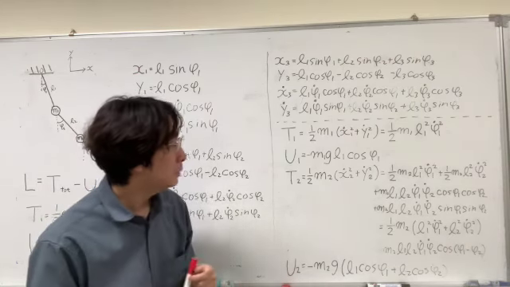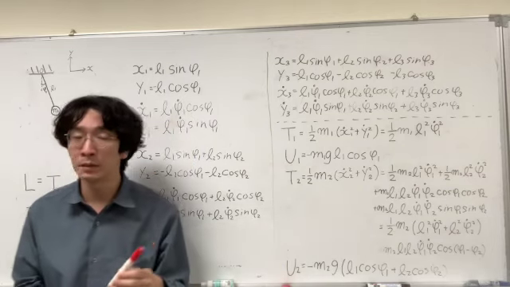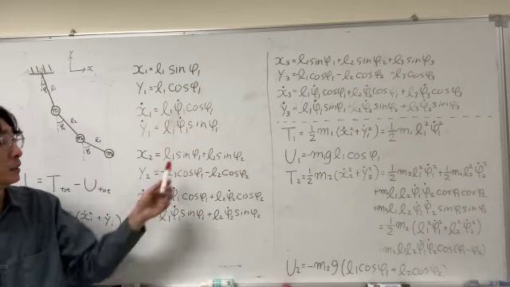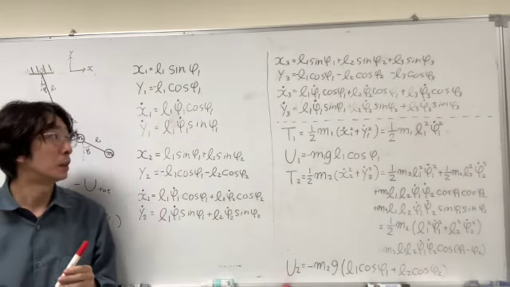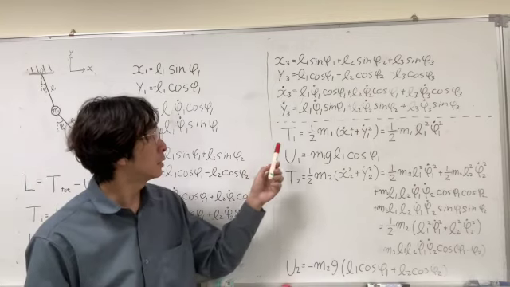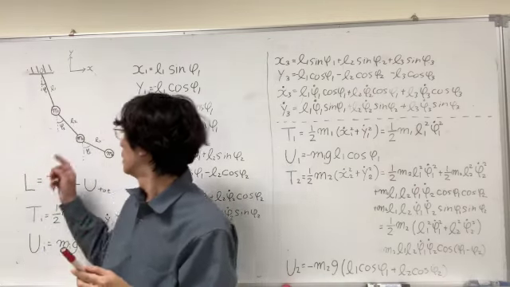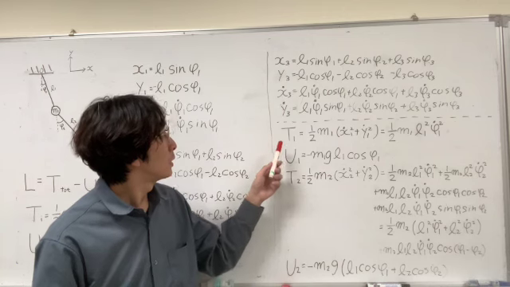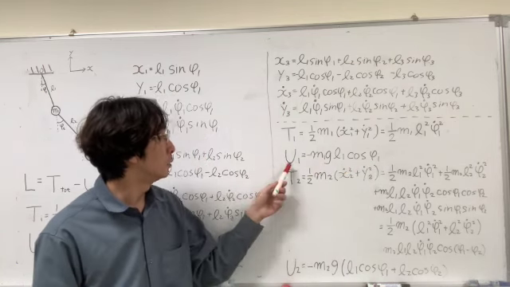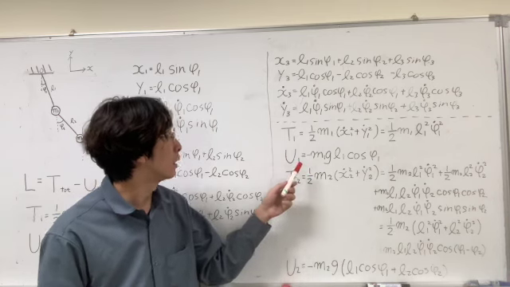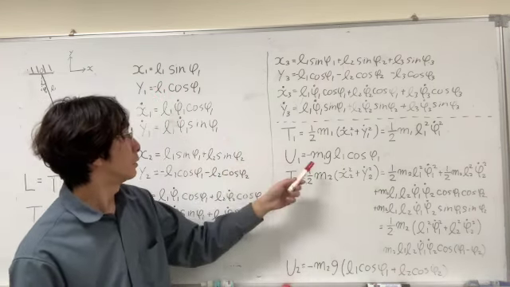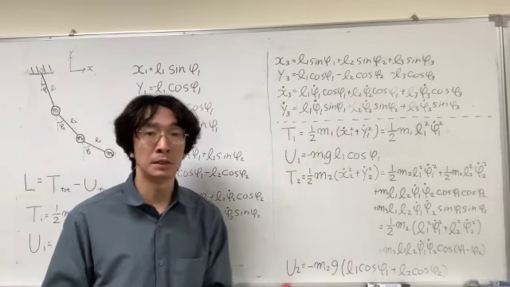Okay, so once we can estimate these values, we can insert them into the formulas of kinetic energy and potential energy. In the case of kinetic energy for mass 1, this term can be calculated with this equation. U1 is defined with y1 and mg. So by calculating this term, we can get this equation.